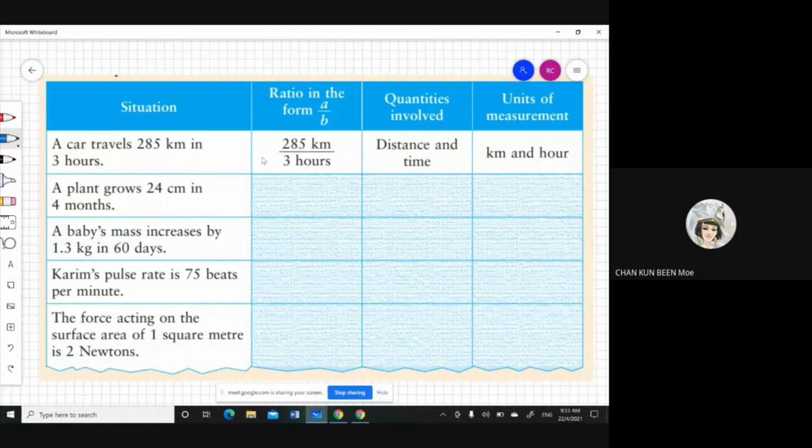Before we continue with the rest, you need to identify what the quantities involved are. For example, if I say kilogram, what is the quantity? Anyone? What is the quantity for kilogram? Kg is mass. Okay, what about if I said 2 seconds? What is the quantity? Time. If I said 20 centimeter, what is the quantity?